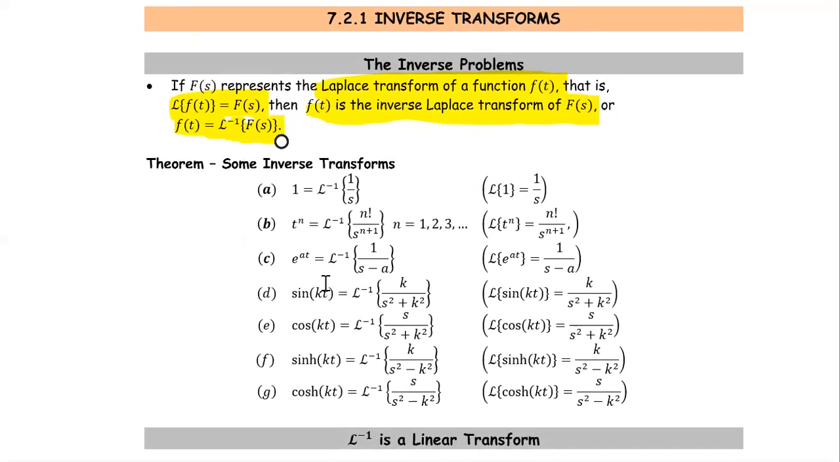The theorems that you saw in 7.1 are about the Laplace transform of the function in t. For example, the first one, the Laplace of the constant 1 is 1 over s. The Laplace of t to the power n is n factorial over s to the power n plus 1. The Laplace of e to the power at is 1 over s minus a, and so forth. And this time we're going to do it backwards: the inverse Laplace of 1 over s is the constant 1. The inverse Laplace of n factorial over s to the power n plus 1 is t to the power n, or the inverse Laplace of 1 over s minus a is e to the power at.